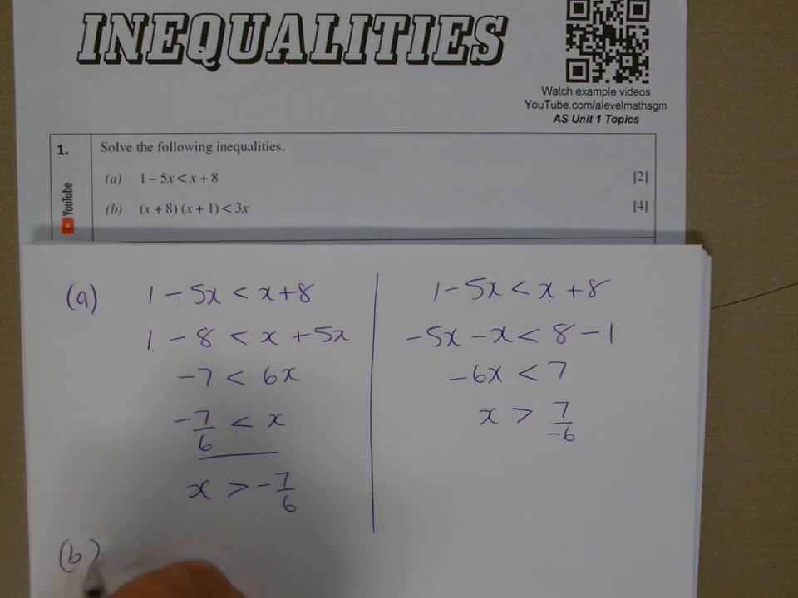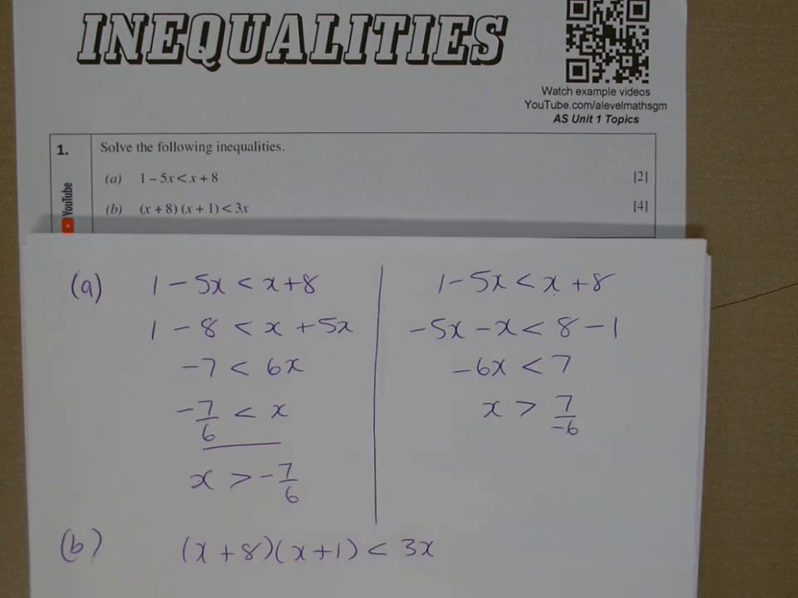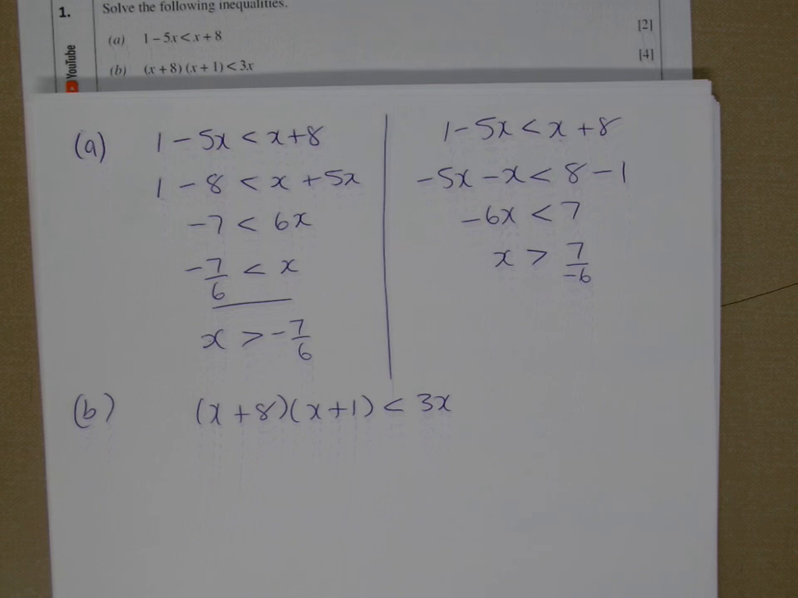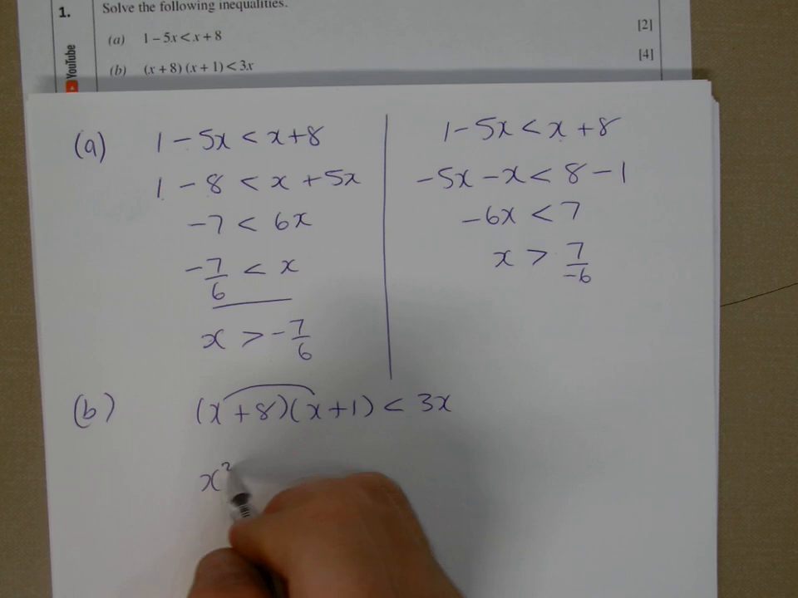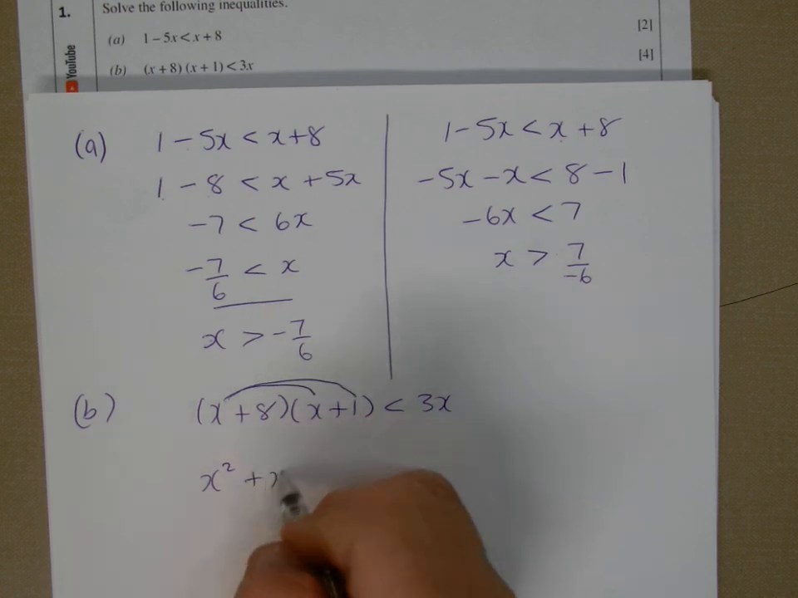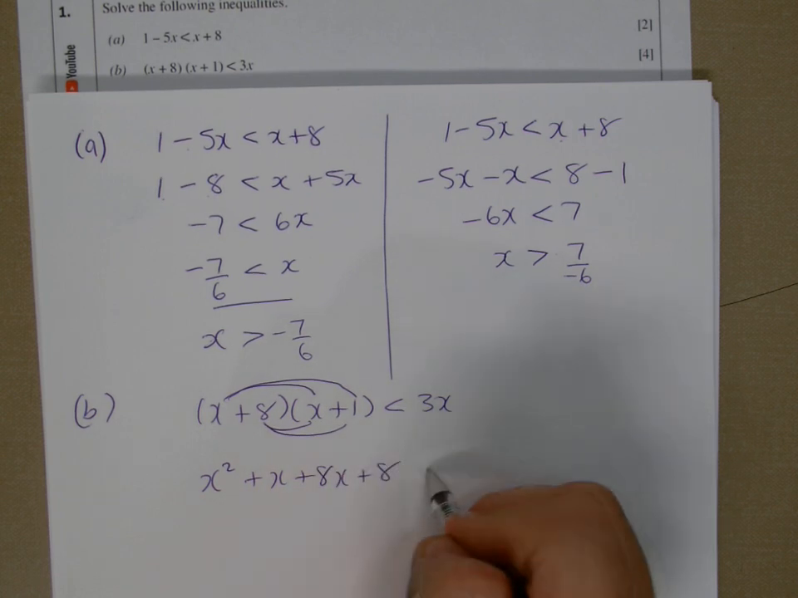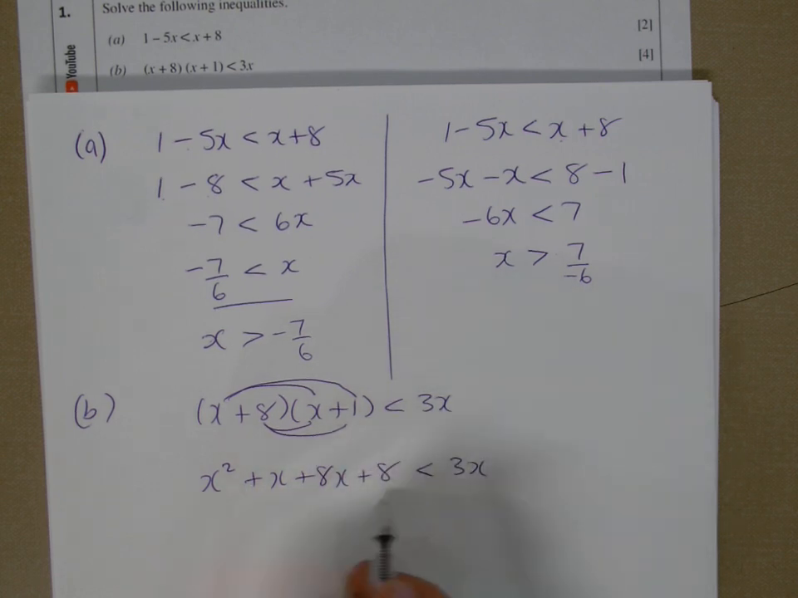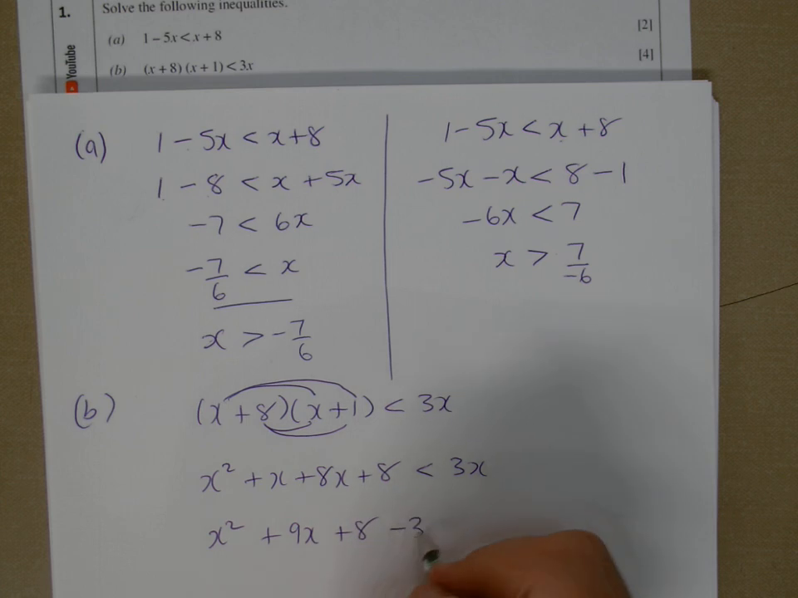So in part B, we've got a double bracket, and it's less than 3x, we're given there, okay? So of course what I do then is I expand that double bracket, and I get a quadratic. So if I do the firsts there, I get x squared. If I then do the outers, I'll get x. If I do the inners, I get 8x, and if I do the lasts, then I get 8, and that's less than 3x. What I'll do then is simplify this. That's x squared, that will become plus 9x plus 8. And if we take that 3x over to the side, I get minus 3x, and that's less than 0.